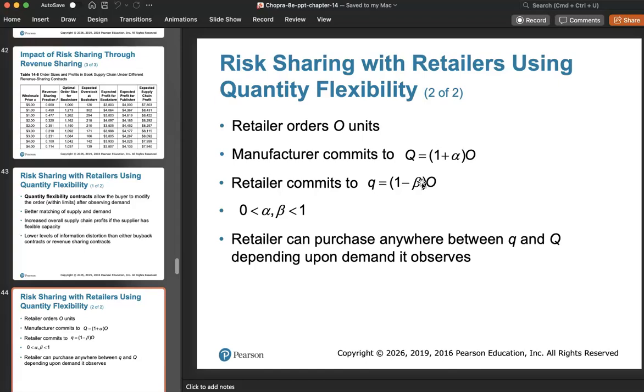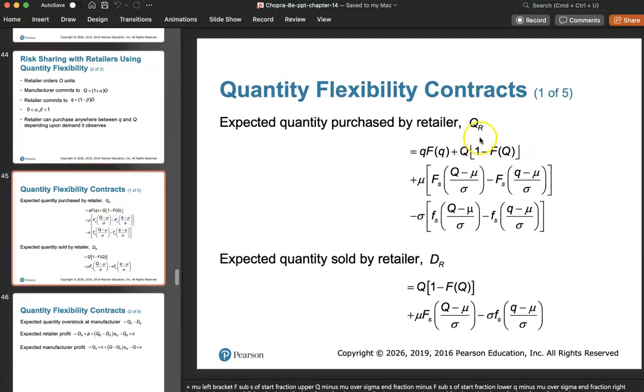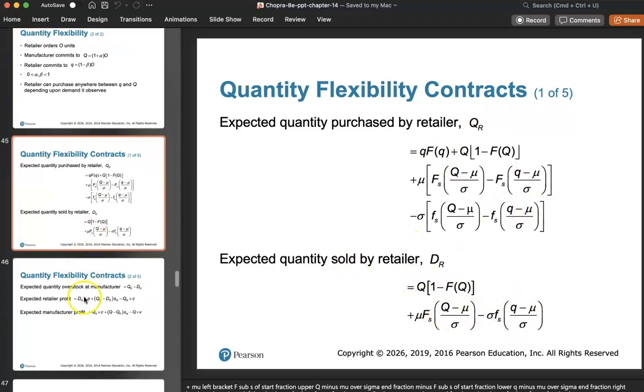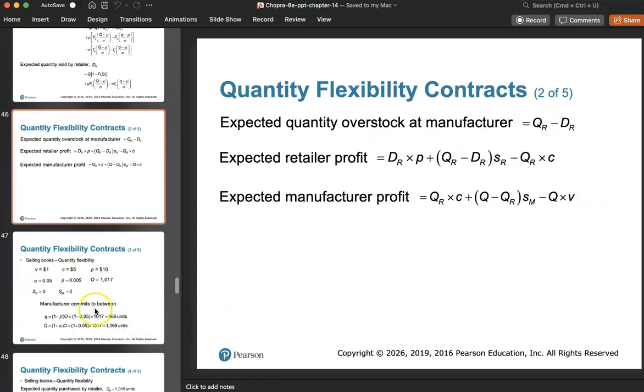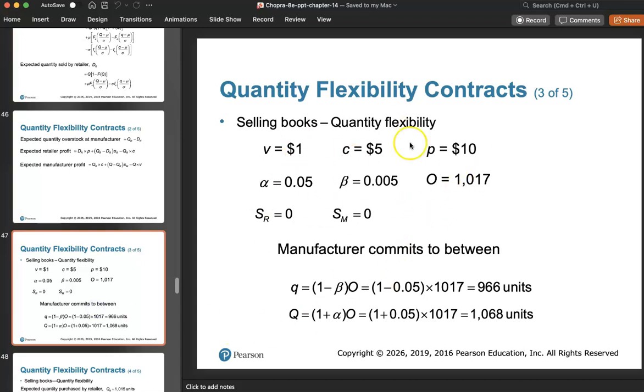So this flexibility is better for both the retailer and the manufacturer when you look at it in terms of cost. The retailer can purchase any number between small q and capital Q. If that's the case, then you can calculate using this formula the expected quantity purchased by the retailer and the expected quantity sold by the retailer. That will give us the expected overstock at the retailer, the quantity overstock at the manufacturer, then the expected retailer's profit and the manufacturer's profit. So we can calculate all of those numbers, and we'll do that using this example.